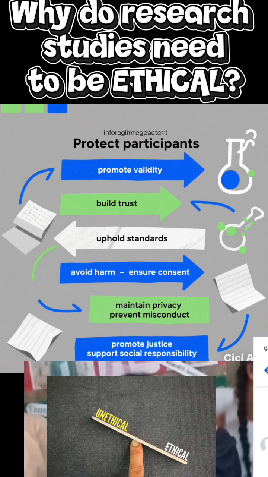Ensuring accountability. Ethical guidelines provide a framework for researchers to be held accountable for their actions. This helps prevent misconduct and promotes responsible research practice. Complying with regulation. Many institutions and funding agencies require ethical review and approval of research studies. Compliance with this regulation is essential for conducting research.